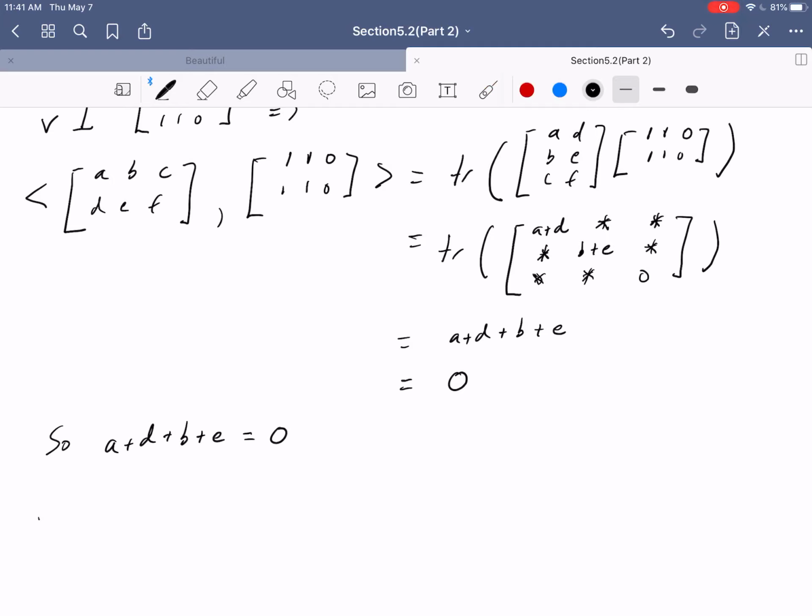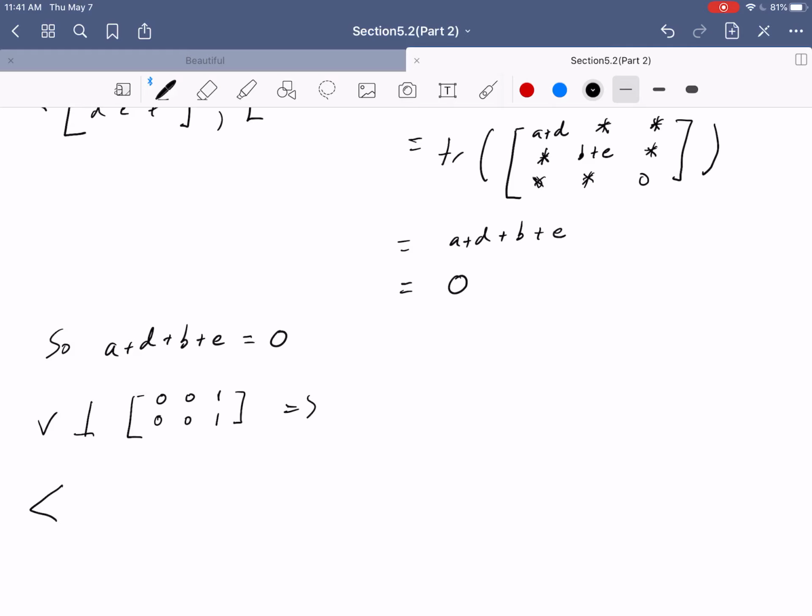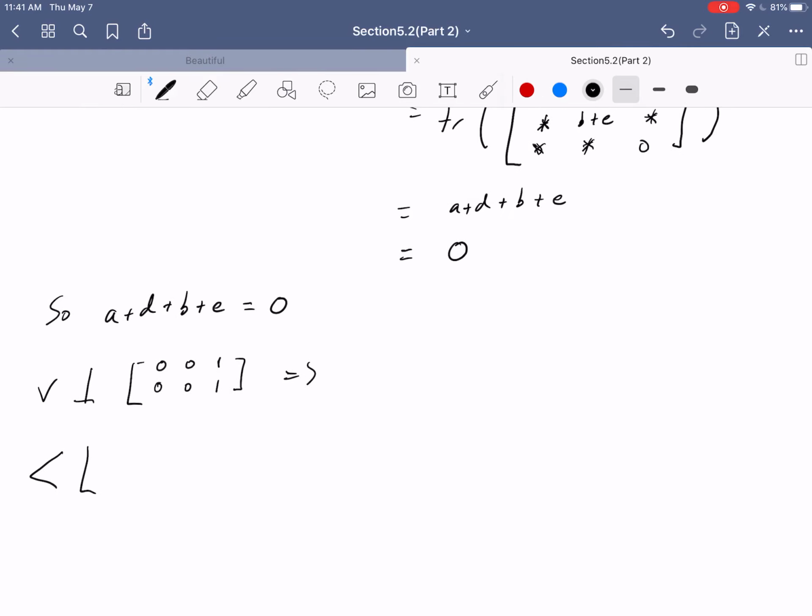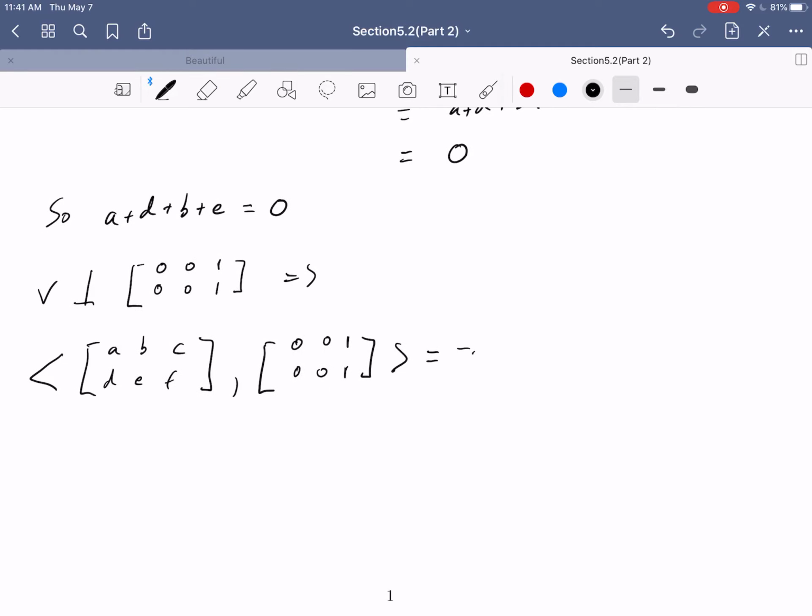So V being orthogonal to [0, 0, 1; 0, 0, 1] implies that if we take a look at [A, B, C; D, E, F] and do the inner product with this one, [0, 0, 1; 0, 0, 1], that would be the trace of the transpose, so [A, B, C; D, E, F], times this one, [0, 0, 1; 0, 0, 1].